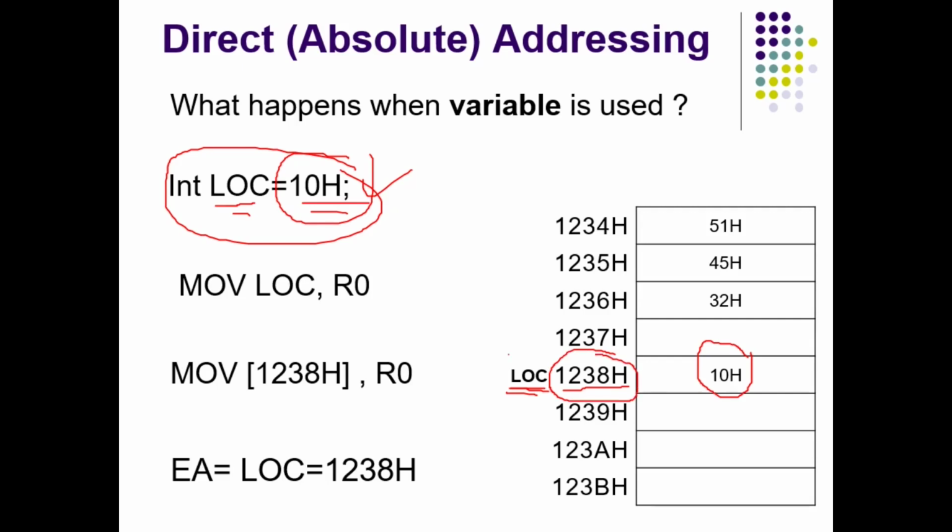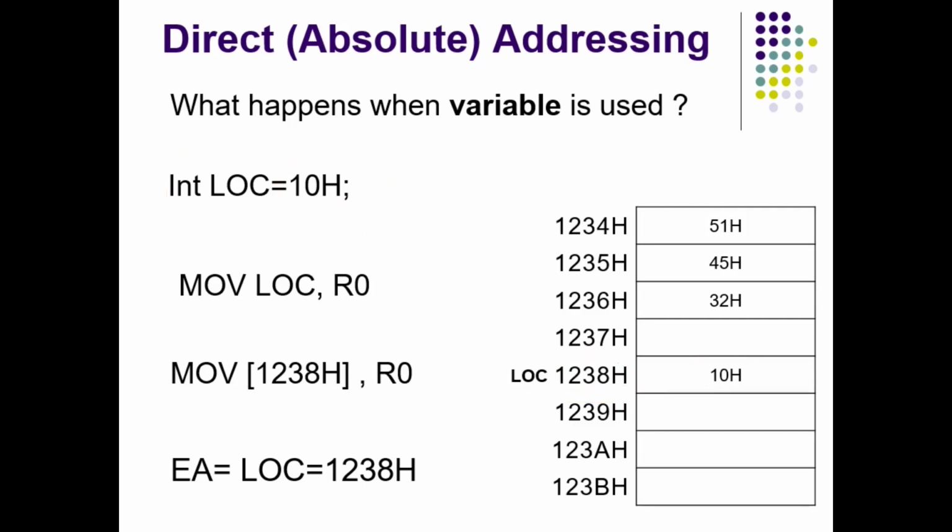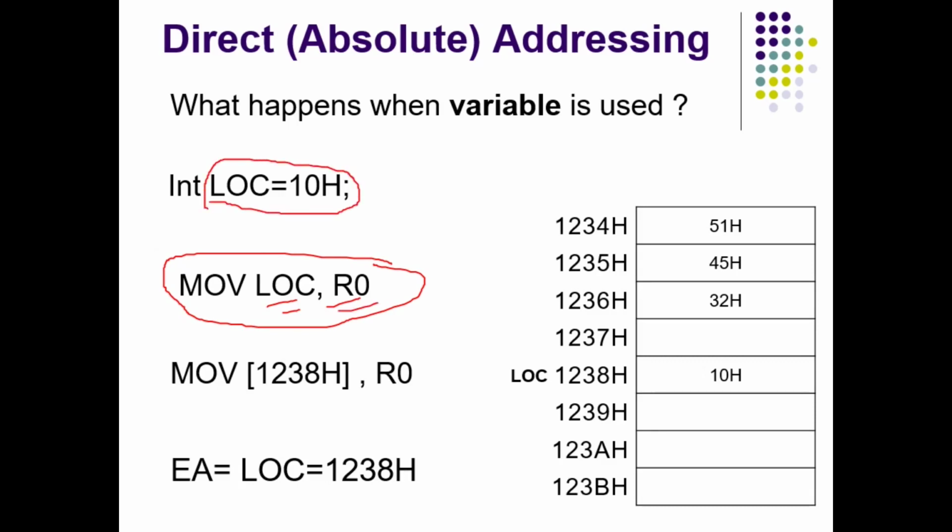So the variable name is for the programmer, or you. For the processor, it is nothing but the address. So let us see one example here. Once I declared the LOC variable, I have used it in an instruction, that is move LOC value to R0. So my intention is to move the 10H value assigned to the LOC variable into R0.